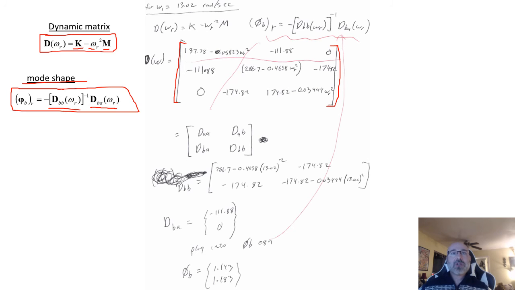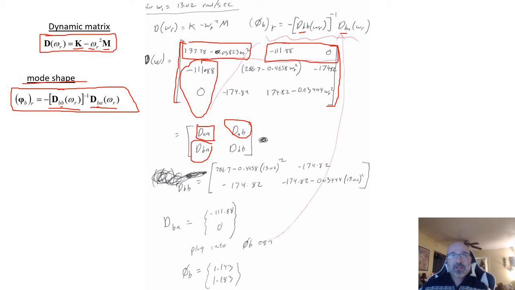Then what we need to do is get our DBB and our DBA out of this. Our DAA corresponds with this portion of our dynamic matrix. Our DBA corresponds with this one, our DAB corresponds with this, and our DBB corresponds with these terms right there. So that's how we get those from our dynamic matrix.